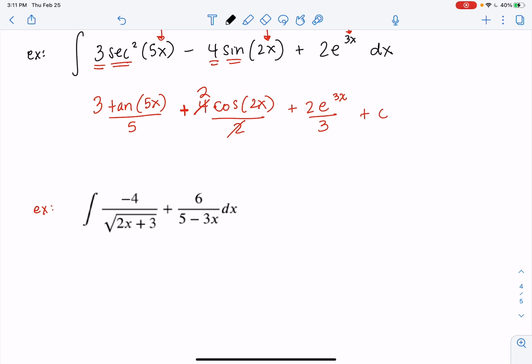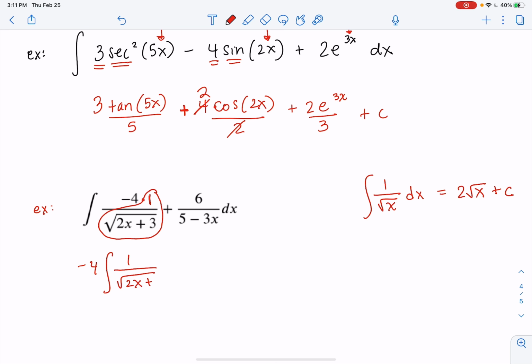So for this problem, the first thing that we'll do is notice that at first it's quite complicated, but I'm going to separate that -4 away from this 1 over square root expression. The reason for that is because I actually have a rule for 1 over the square root of x. Its integral is just 2 root x plus c. So I want to be able to physically see that. So why don't we take this extra step here, pull out that -4 and leave the inside as root 2x plus 3. And while we're at it, let's just separate these two pieces.